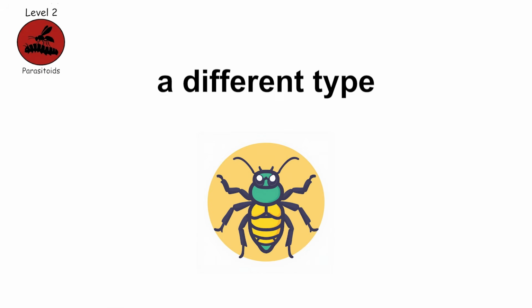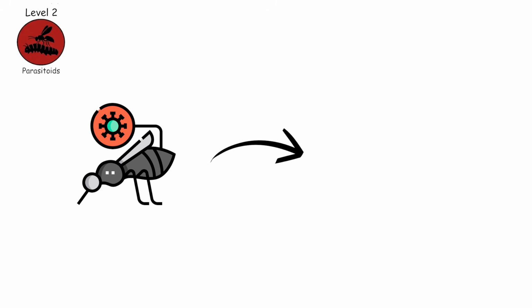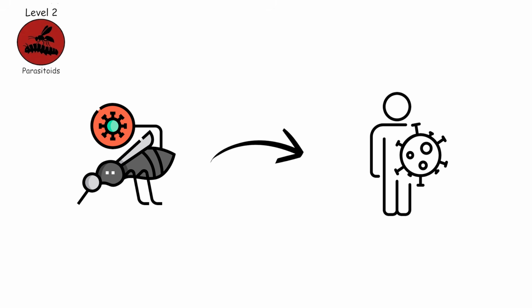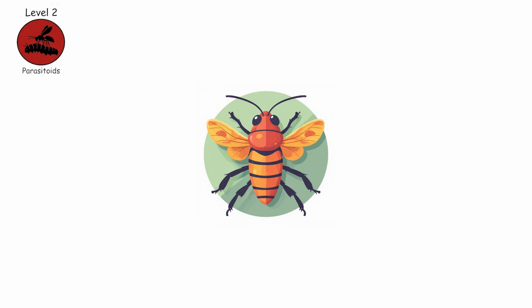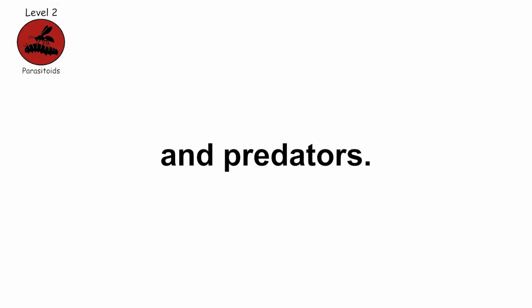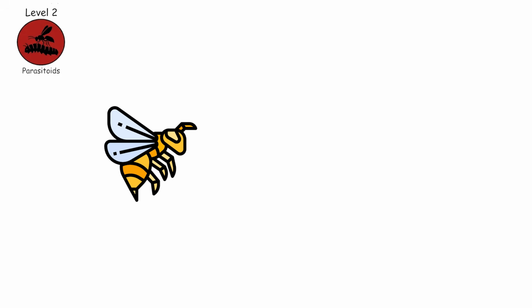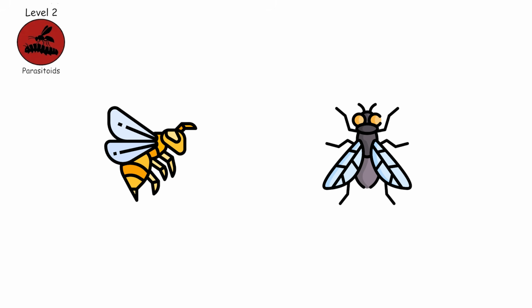Parasitoids represent a different type of parasitic strategy. Unlike most parasites, which try to keep their host alive for as long as possible, parasitoids eventually kill their host as part of their life cycle. In this sense, they exist somewhere between parasites and predators.